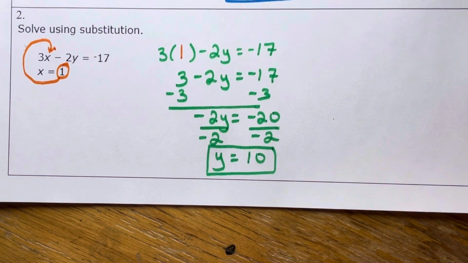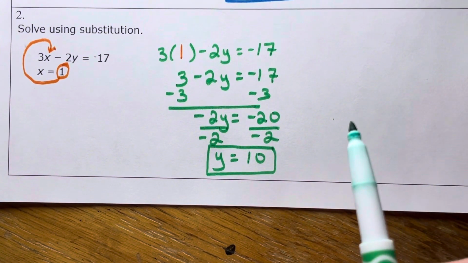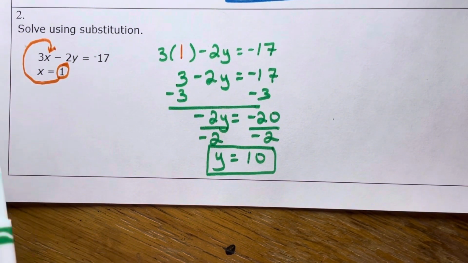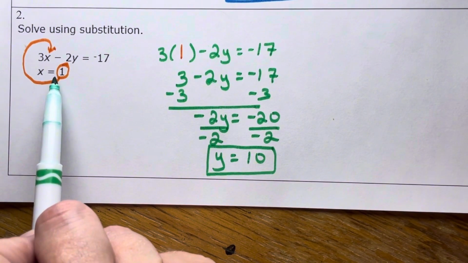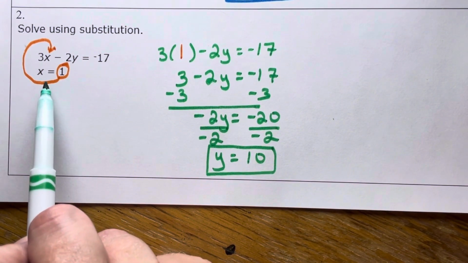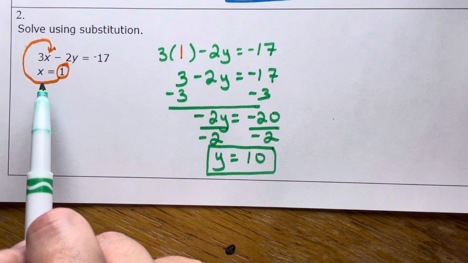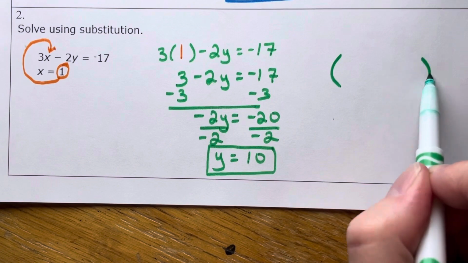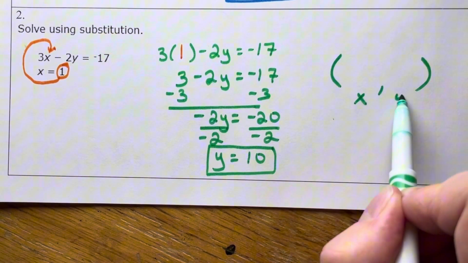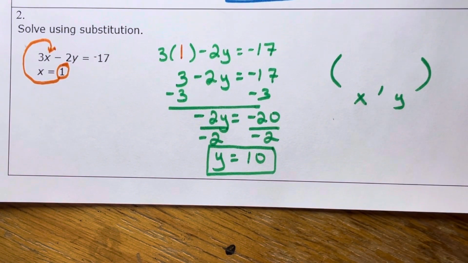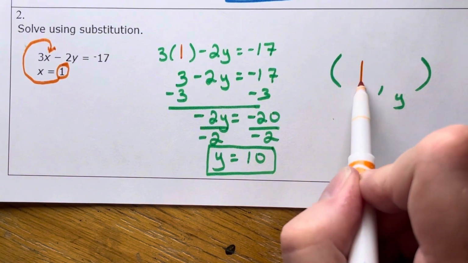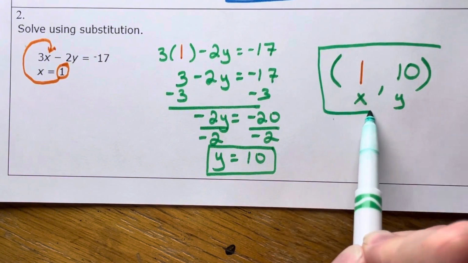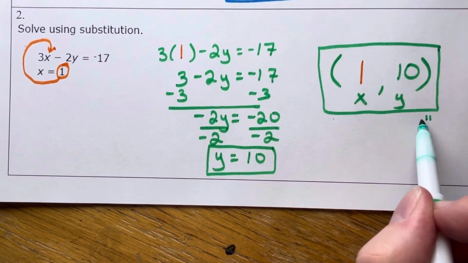Great, we've done all the hard work. Let's finish off this problem. We know that we were given x equals 1, so I don't have to go back and solve for a value of x. Thus, we can skip steps 4 and 5. So our final answer will always be in order from x to y, with a point of (1, 10) as our final solution. And there you go.